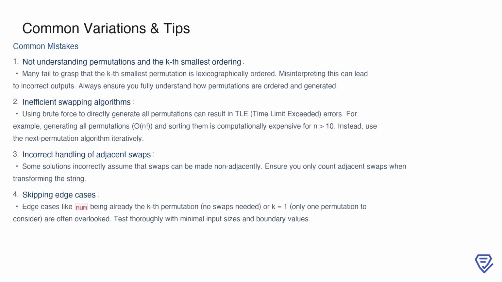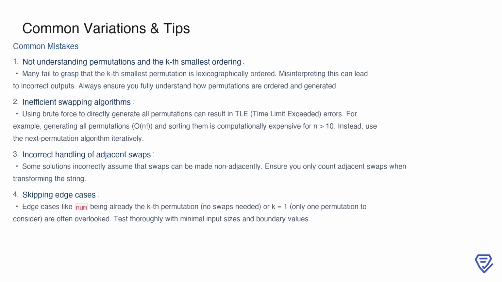One common mistake when working with this problem is misunderstanding how permutations are ordered lexicographically. The kth smallest permutation is not random, it follows a strict sequence based on this ordering. If you're unclear about this, your outputs might be incorrect, so take time to review the concept.